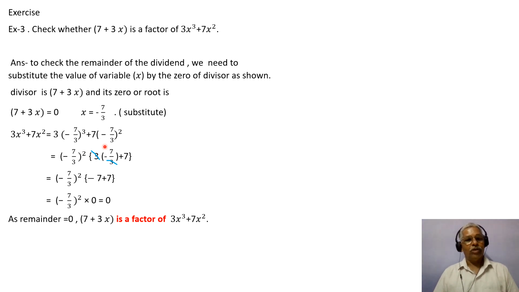Remember, never forget the sign. It's very important. So as the remainder is 0, 7 plus 3x is a factor of 3x cube plus 7x square. So that's your answer.